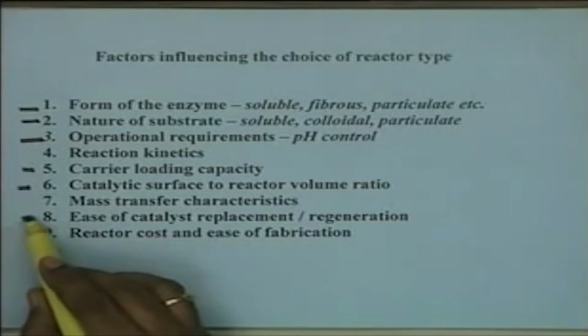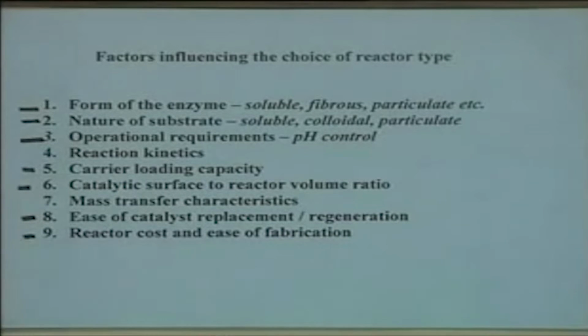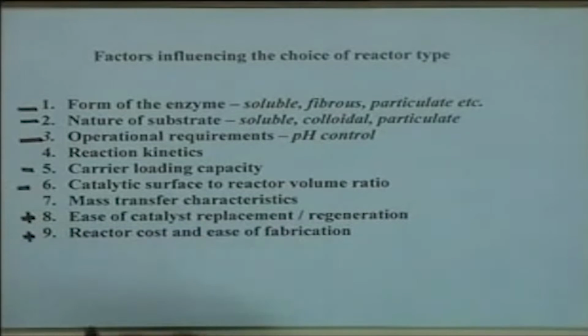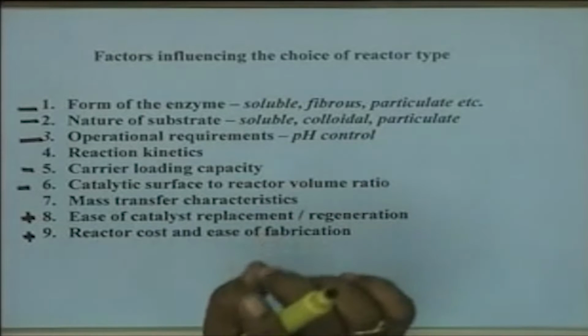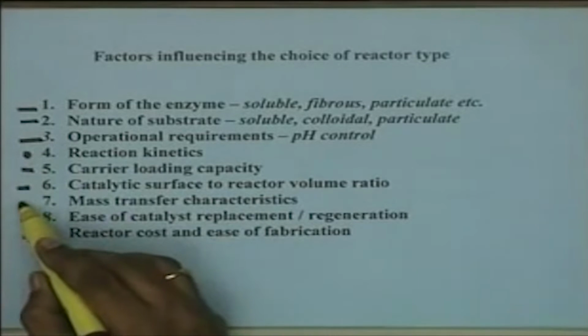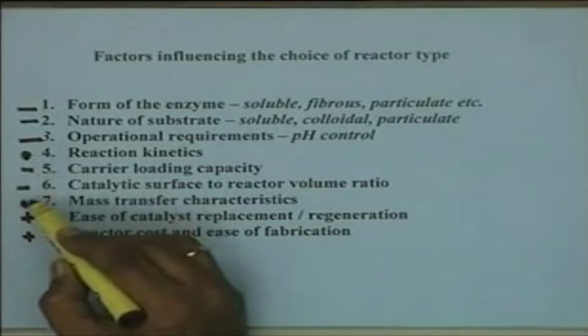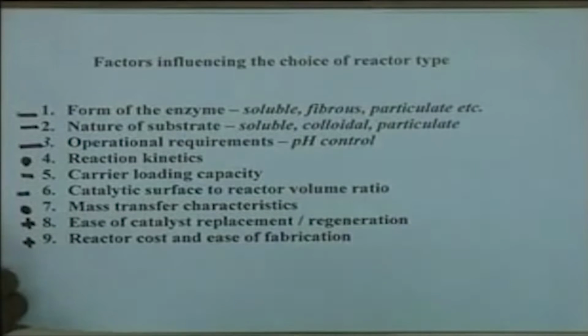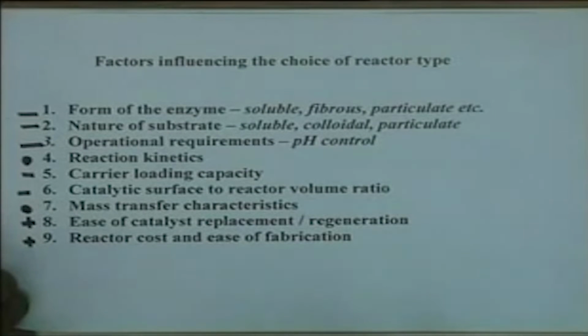Then of course, ease of catalyst replacement and reactor cost and ease of fabrication are the factors which are dependent on the type of enzyme reactor. But the two important classes of factors which I wanted to point out here, one is your reaction kinetics and the other is mass transfer characteristics. They are the ones which very heavily dictate the choice of the reactor, whether to go for a plug flow reactor, or a batch reactor, or a continuous stirred tank reactor. They are very heavily dictated by mass transfer requirement and reaction kinetics.